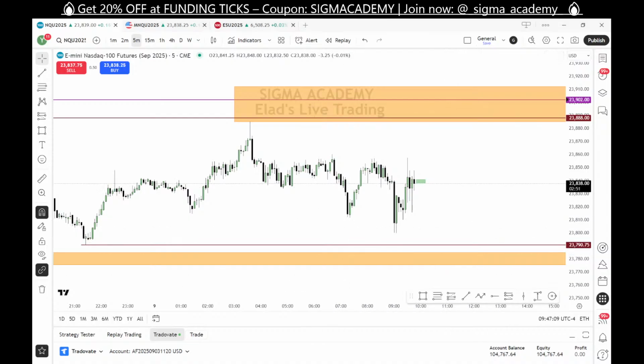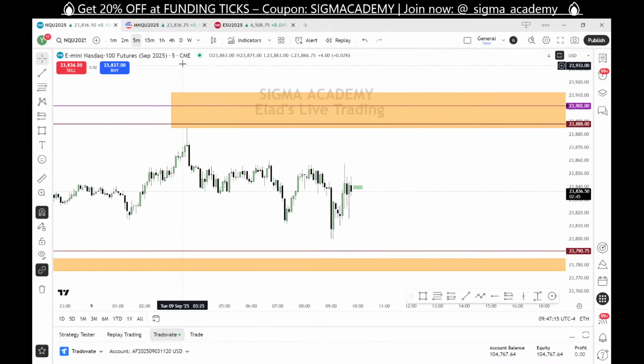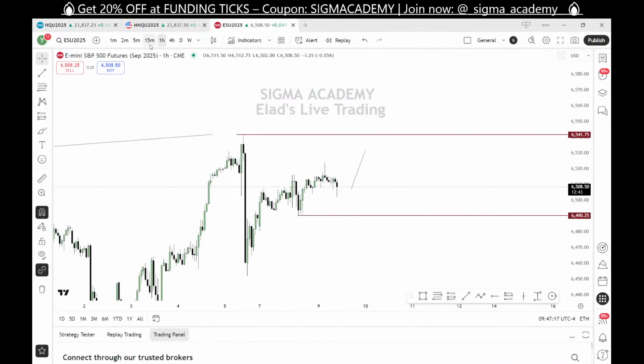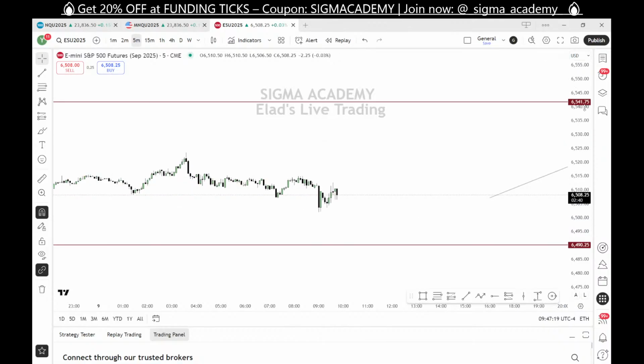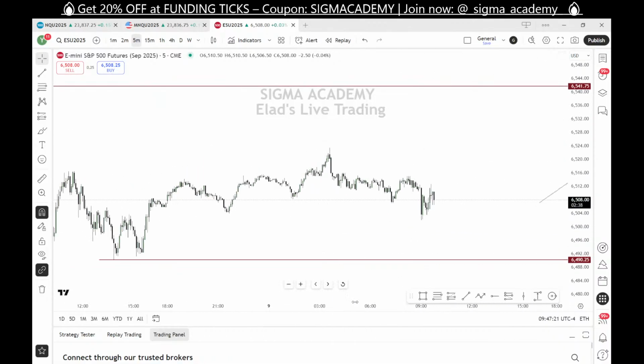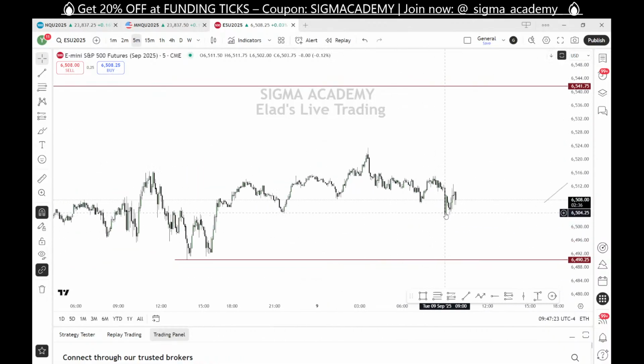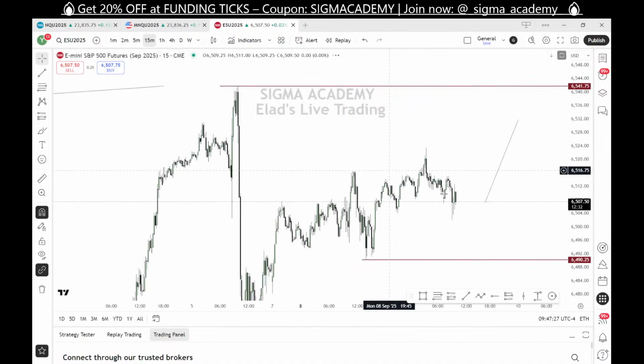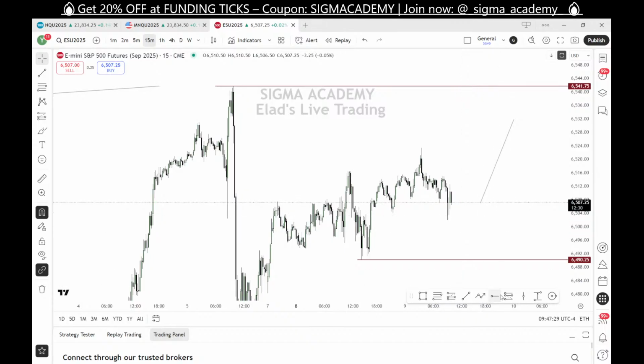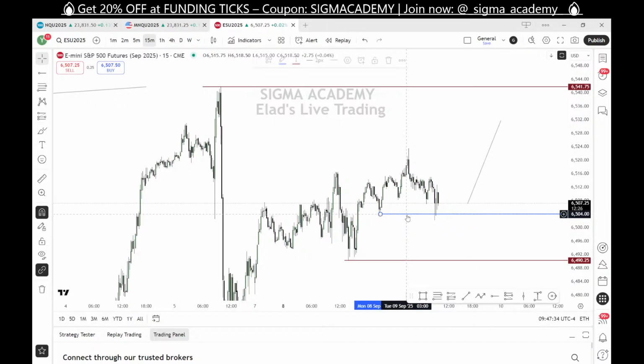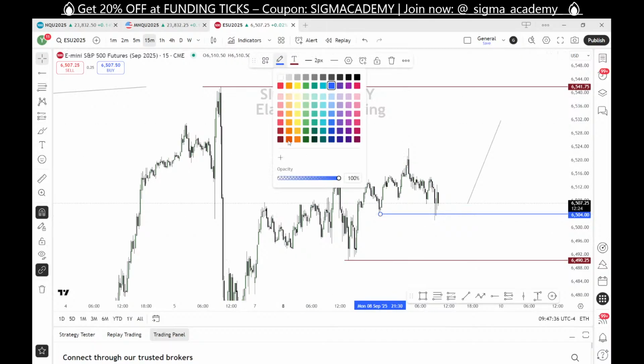Maybe we won't take any trade today. Let's see. On the ES, 5 minutes, nothing. Same. We tapped into this low. By the way, as I can see, it looks much better to take long position.